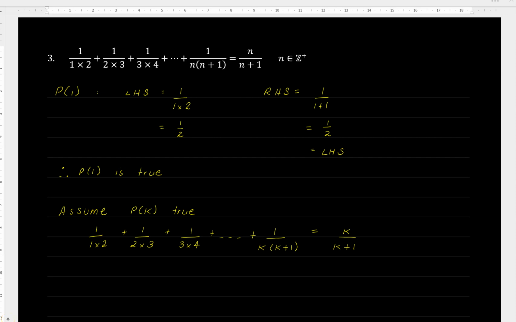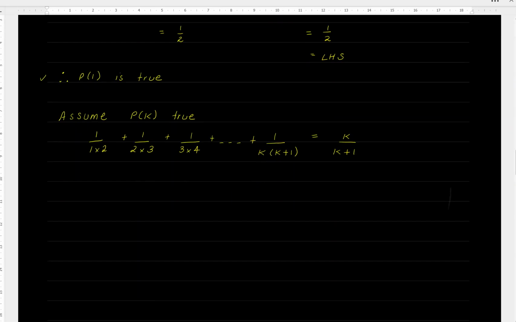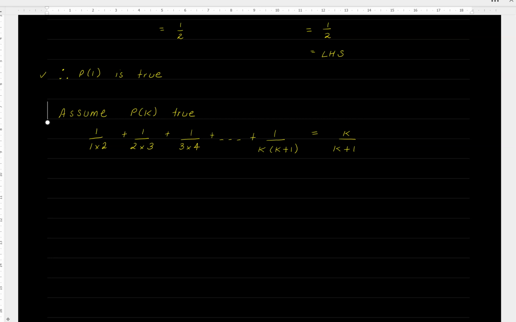Okay, so number 3 in our series. Got fractions involved. We've done the same thing. We've proved P of 1. Remember, you must make sure that you say therefore P1 is true. We're assuming PK is true. And now we wish to prove that PK plus 1 is true.